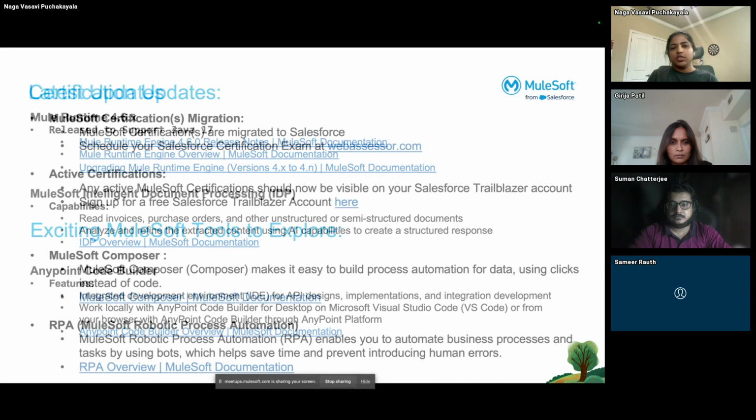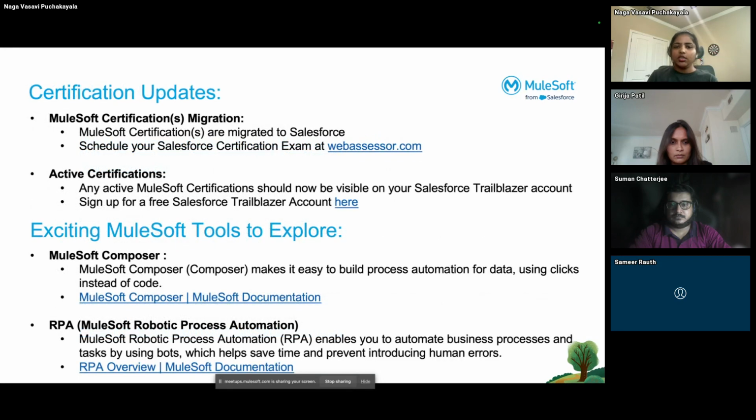And just so everybody knows, the certifications for MuleSoft have been migrated to Salesforce, and anybody can schedule the exam through the Salesforce certification exam using webassessor.com. And any existing active certifications are moved to your Trailblazer account. And some other tools everybody can explore are MuleSoft Composer and RPA. These are tools provided by MuleSoft, which are very exciting to learn more about.